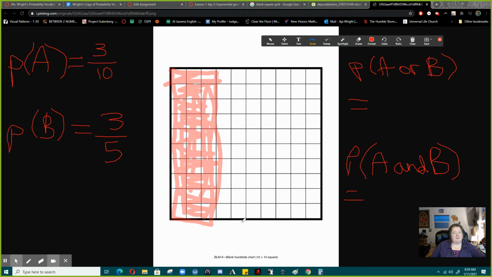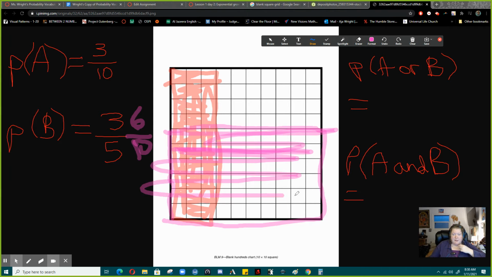Okay, because that's 3/10. Then say I want to find the probability of B. The probability of B is 3/5. Well, if I think about that, that equals 6/10, right? So I would color 6/10 of this. So I'll color that on the rows. So the probability of A looks like that, the reddish stuff. Probability of B is going to be 3/5, which is 1, 2, 3, 4, 5, 6/10. So the probability of B would look like this section.